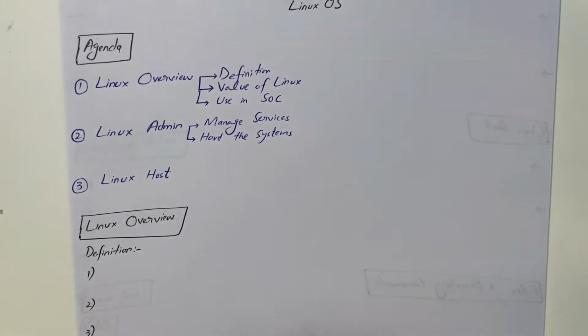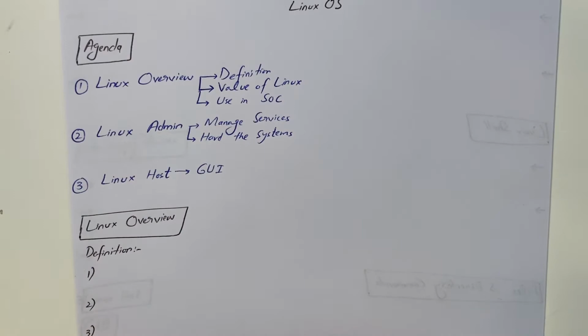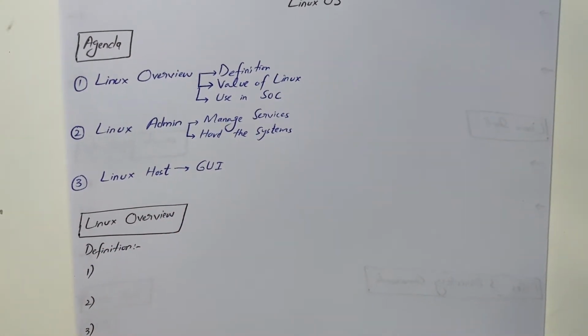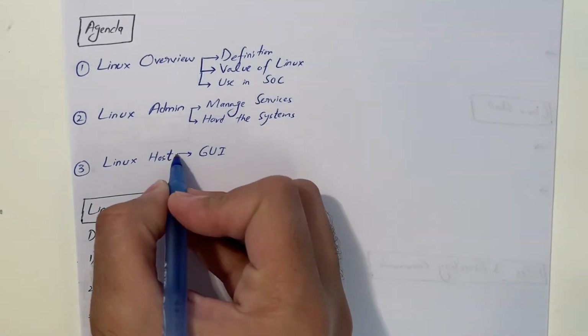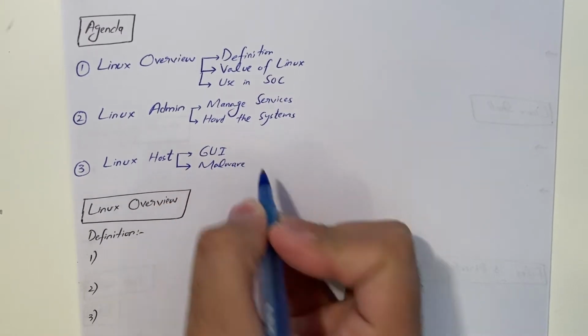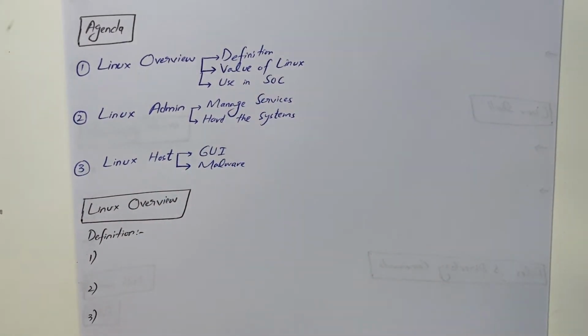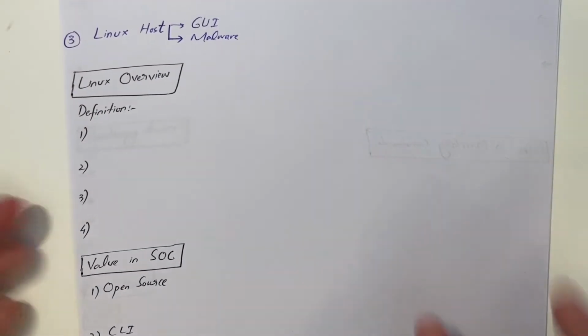The third agenda item is the Linux host, and specifically we will discuss GUI, graphical user interface. I'll give you some description of GUI. In fact, what are the different components of GUI in Linux? And we will discuss malware, whether Linux is prone to malware or not. If it is prone to malware, which particular malwares can be avoided, and how we can get rid of some of the malware.